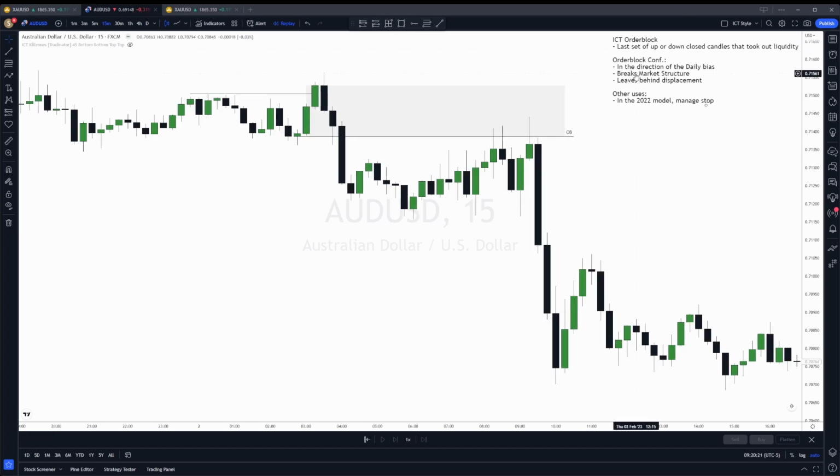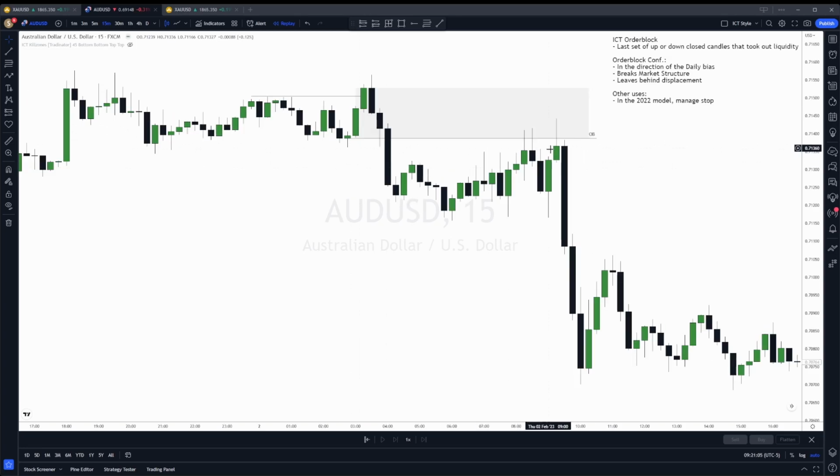Now we can also add some confluences to order blocks, because order blocks will not always be working. Some confluences for an order block to be more high probability and more successful would be that the order block, so in this example the bearish order block, is in the direction of our daily set bias. If you want to learn how to actually establish your bias, I have a video on that. I will put it in the description so you can check it out, because it's actually really important and it will give you a serious edge. So if your daily bias is also set to being bearish, then you can definitely use this bearish order block as a really strong confluence.